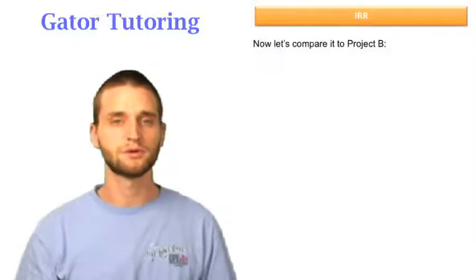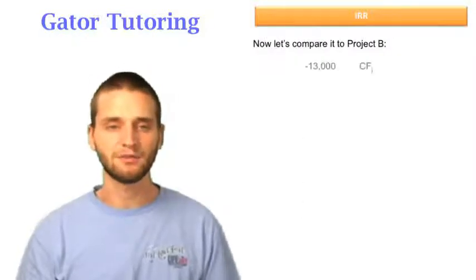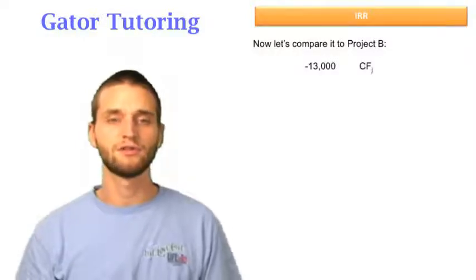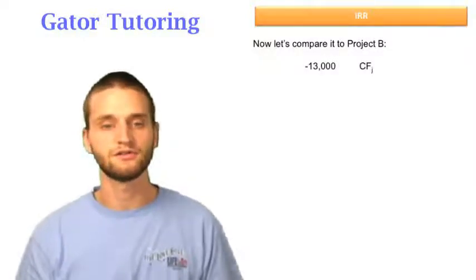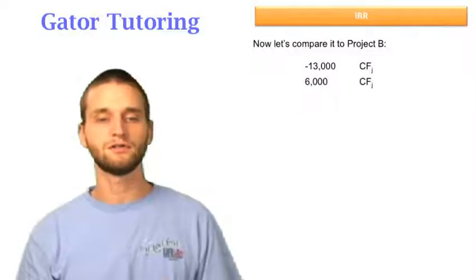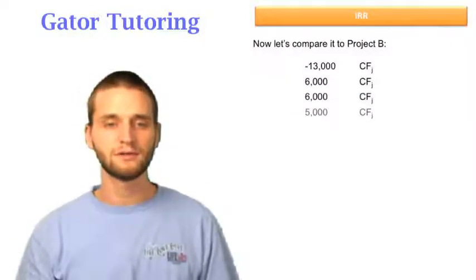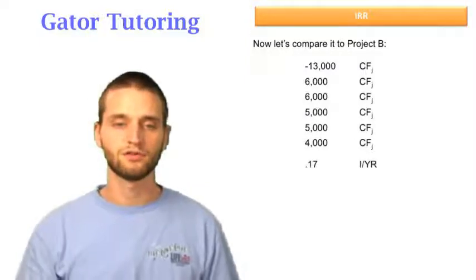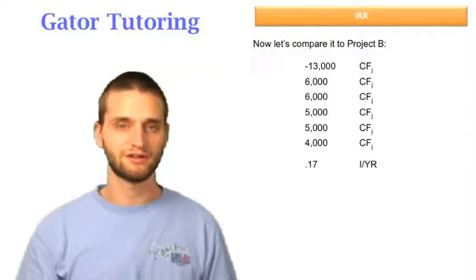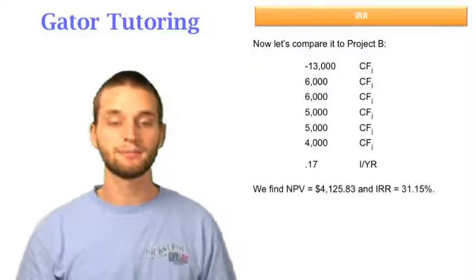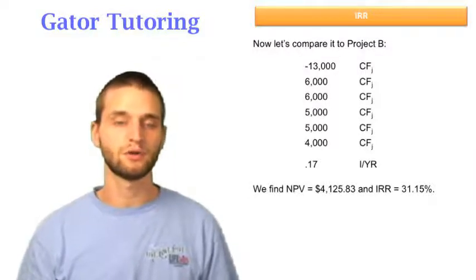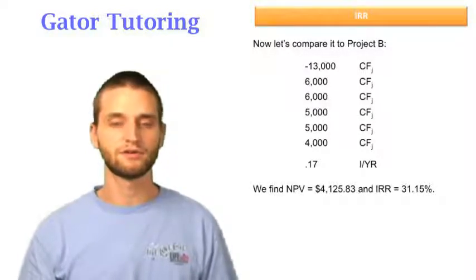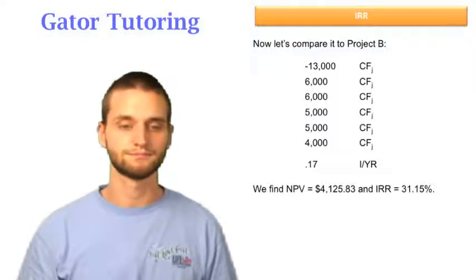So now let's compare it to project B. We want to do exactly the same thing. The first cash outflow is the $13,000 investment in year 0, followed by cash inflows of $6,000, $6,000, $5,000, $5,000, and $4,000. So we still want to enter in the 17% discount rate, and we find that the net present value is $4,125, and the internal rate of return is 31.15%.